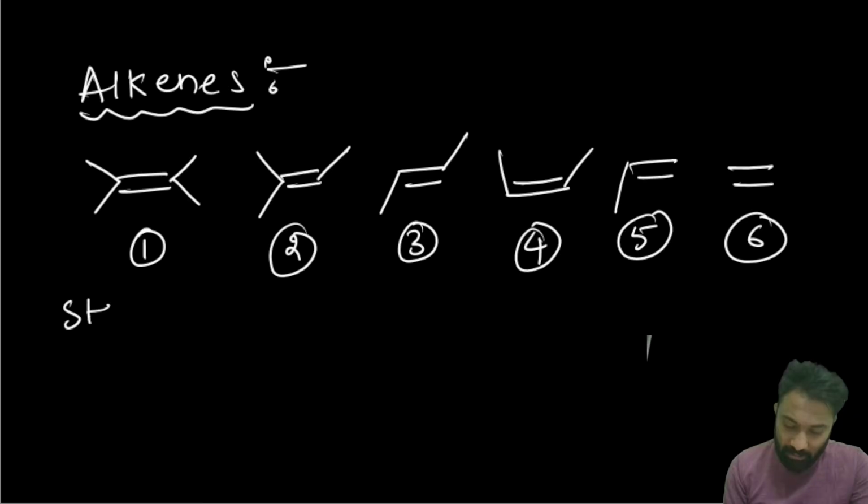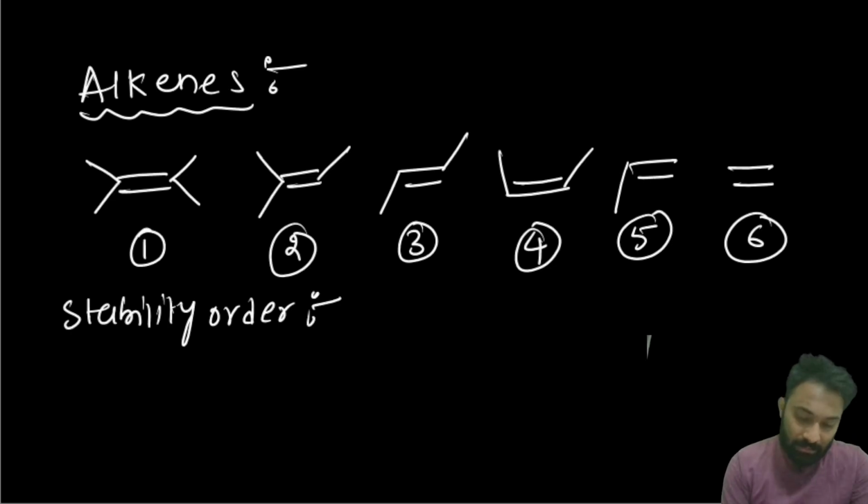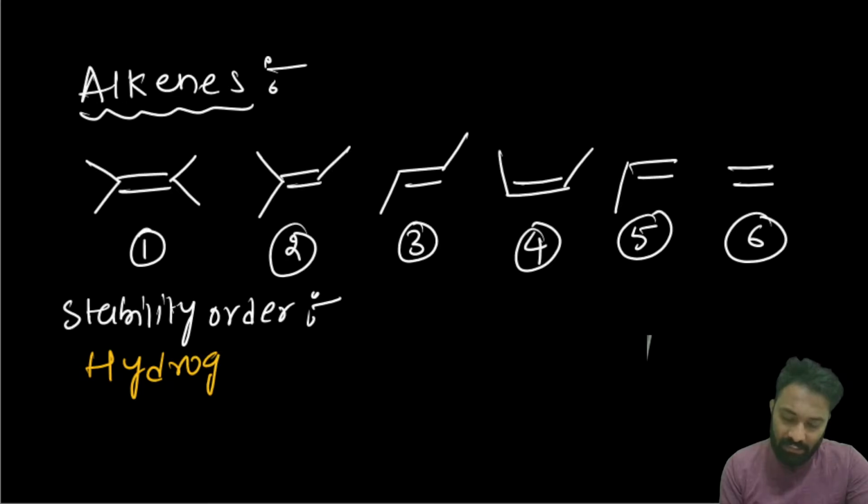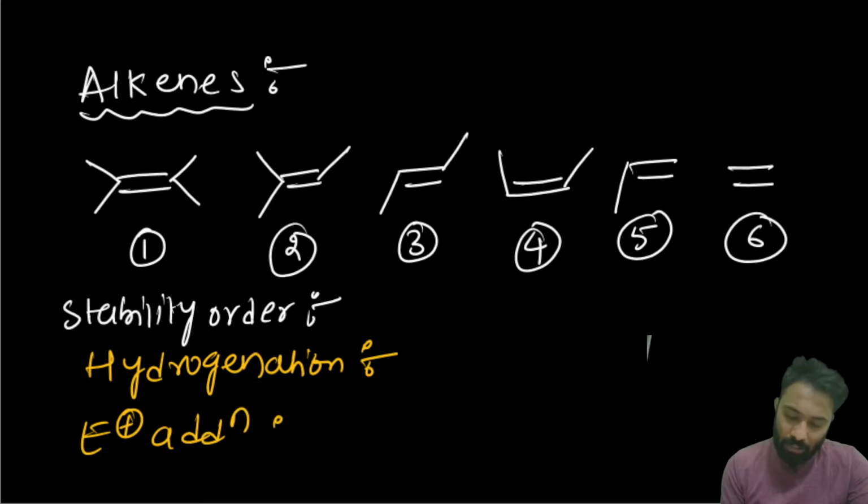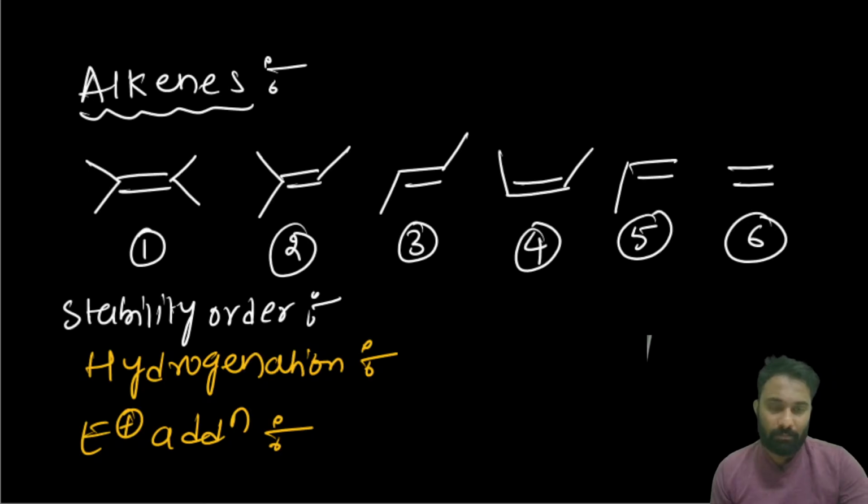One is the stability order. The second one is the catalytic hydrogenation reaction order: which one will readily undergo it? The next one is the electrophilic addition reaction: which alkene will readily undergo electrophilic addition very fast?